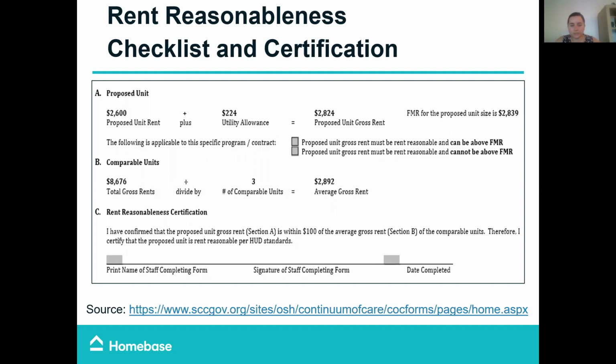As Nicole introduced us to, the proposed unit's gross rent, which we calculate in Section A, must be within $100 of the average gross rent of comparable units in Section B. And if this is true, we'll sign the form to certify the rent is rent reasonable. Here, the proposed unit gross rent in Section A is $2,824. The average gross rent for the comparable units is $2,892. These 2 figures are within $100 of each other, so we can certify that this is rent reasonable.